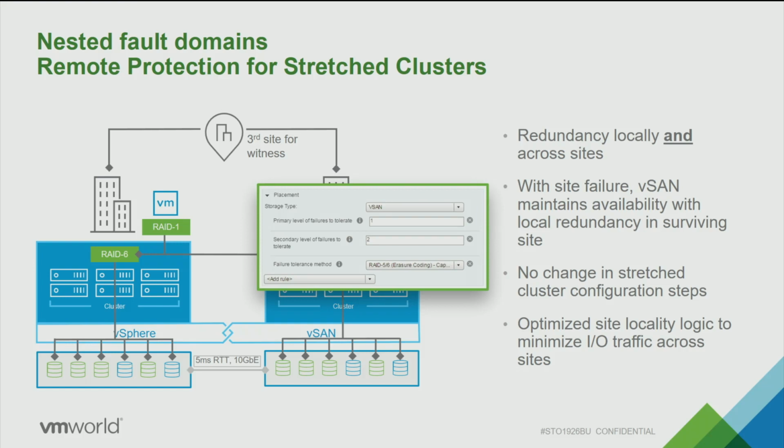Previously with vSAN stretch clustering, all you could do was a basic RAID 1 mirror between the sites. And this worked, but the challenge was if you had a site turn into a crater or a lake, like my hometown, that site's not going to come back for a while.